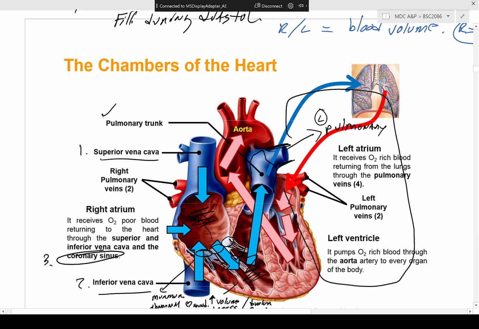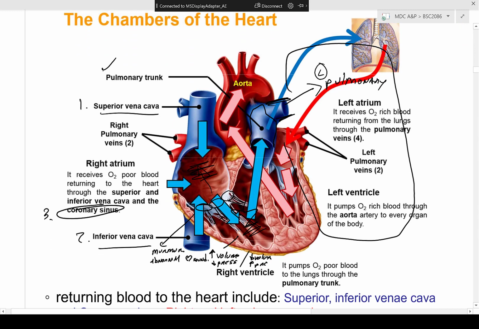Even the picture tells you. That's your lung. So we're going to call it right pulmonary artery because it's taking blood away from the heart. I know it's blue, but still we call it an artery. So one to the right, one to the left.